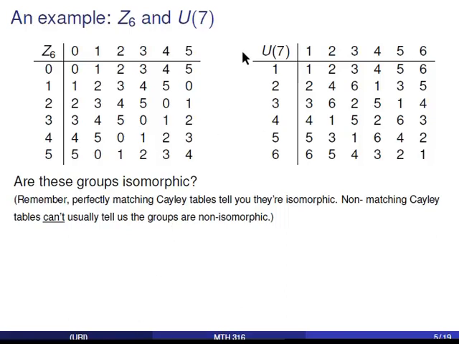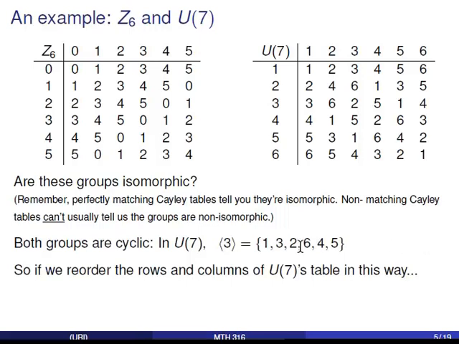Now, as you take the elements of U of 7 and you look at what happens when you repeatedly multiply them, you'll see pretty early on that 3 times itself gives us 2, 3 times 2 gives us 6, 3 times 6 gives us 4, and so on. And if you were to write out all the elements you generate, you'll eventually sweep out all of the elements in the group. Therefore, U of 7 is cyclic and 3 is a generator.